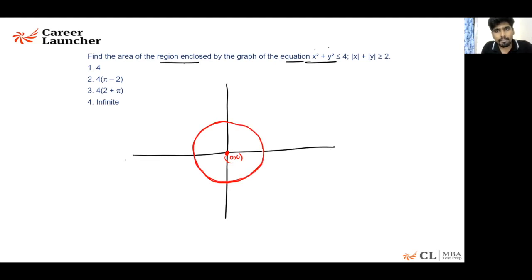So if we want x square plus y square less than or equal to 4, we are looking at the area that is inside this circle. We are looking only at the area that is inside this circle, right? X square plus y square less than or equal to 4. Now the other part is mod x plus mod y greater than or equal to 2. So let us first solve for mod x plus mod y equal to 2.